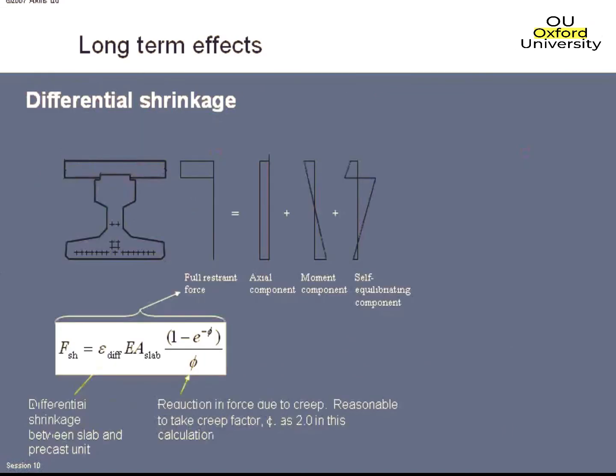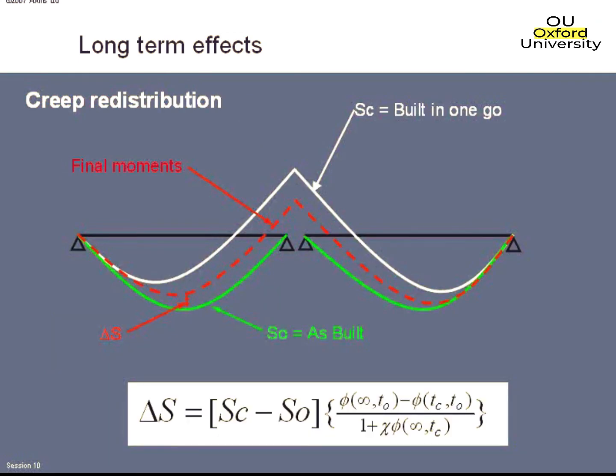I'll just very quickly mention differential shrinkage and differential temperature now. The calculation of differential shrinkage is done exactly the same way as it was in BS5400, same formula, but the total shrinkage that you consider is going to be different. It's not going to be the 200 microstrain that we had previously. It will be whatever you've built up. But aside from that, it's the same calculation.